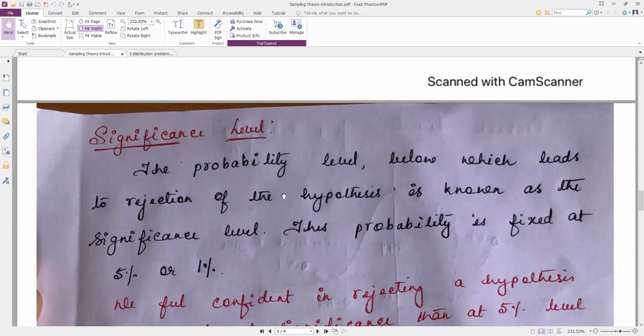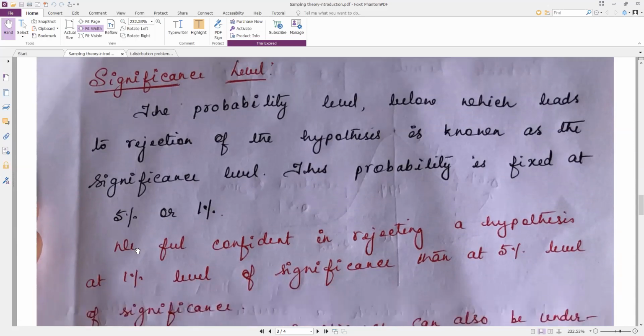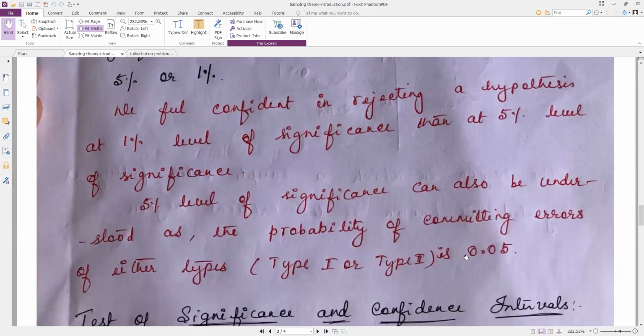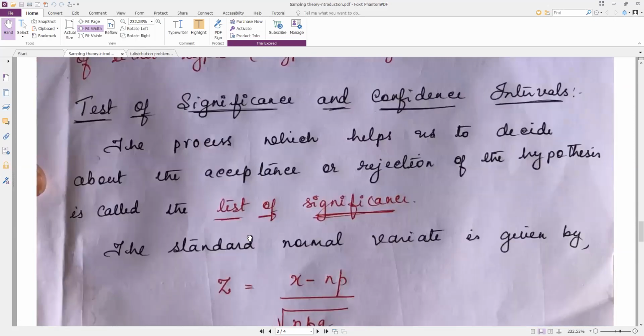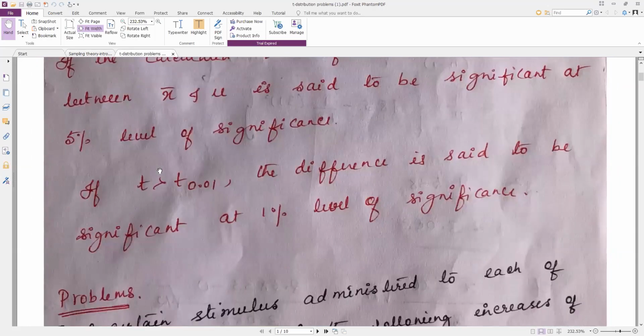So if the probability lies in this range, below which leads to rejection of the hypothesis, then we can reject the hypothesis at 1% level of significance and 5% level of significance. If it is given 0.05, then it is 5%. If it is given 0.01, then it is 1% level of significance. Okay, let me continue now.